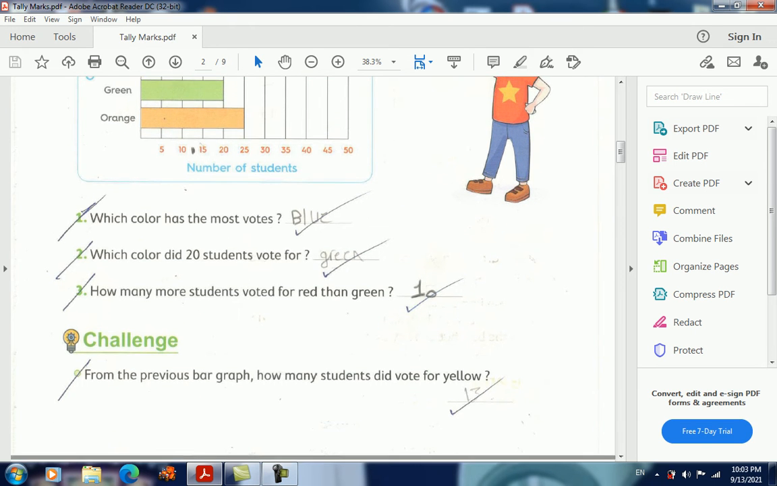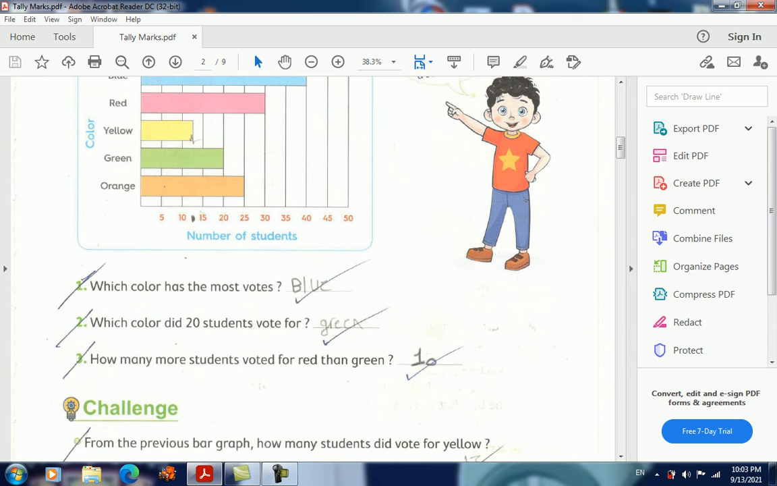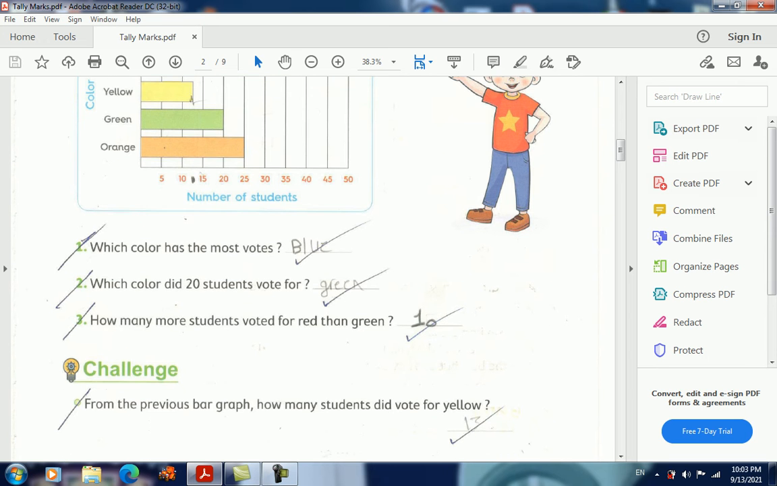And for the challenge, from the previous bar graph, how many students voted for yellow? Let's look at the yellow and see where it crosses. If we go down, it will be between 10 and 15. If it's exactly in the middle, it would be 12.5. And of course, I can't say there are 12 and a half students. This is not possible. So it's near 12. Okay, so we have 12 students who voted for yellow.